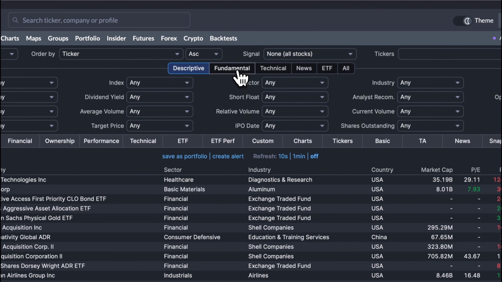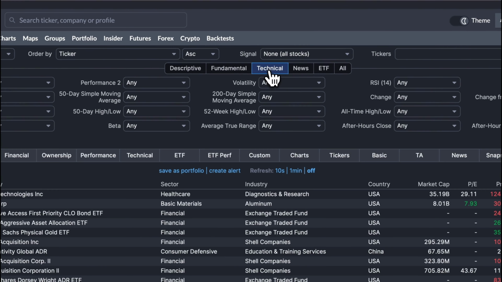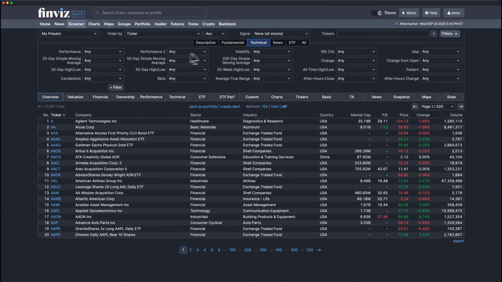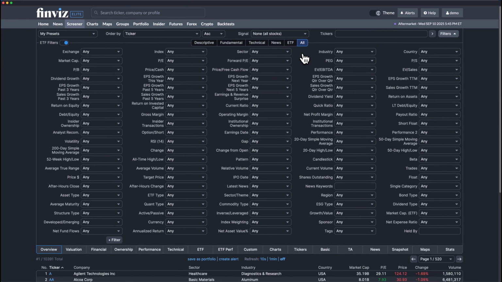In the fundamental category, you can further filter based on valuations like PE ratios, price to sales, or price to book. You can also filter based on earnings growth, profit margins, debt ratios, and more. In the technical category, you can filter based on performance, moving averages, percent change, and other technical indicators. You can also select the all category to see every filter criteria in one place.